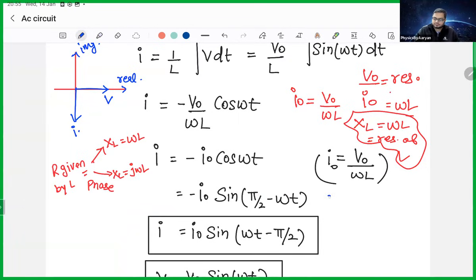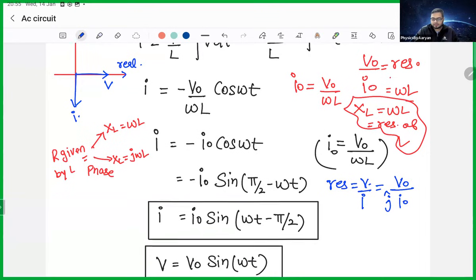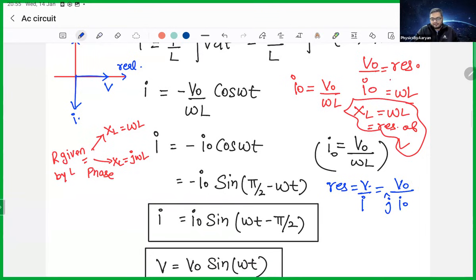Now let's talk about resistance. Resistance is voltage by current. So this is V naught, this is something I naught, and I am just multiplying by j, an imaginary number. Okay, j is 90 degrees behind, so I multiply by minus j. With the current I am multiplying minus j. But if this minus iota or minus j goes in the numerator, it will become plus j? Yes.